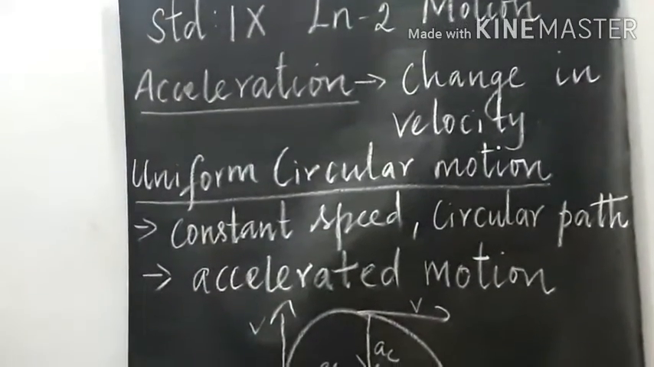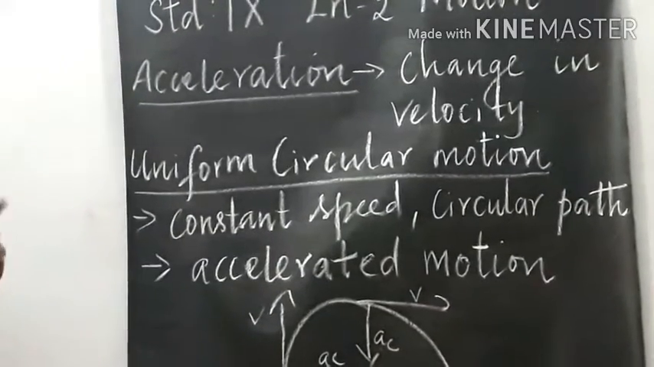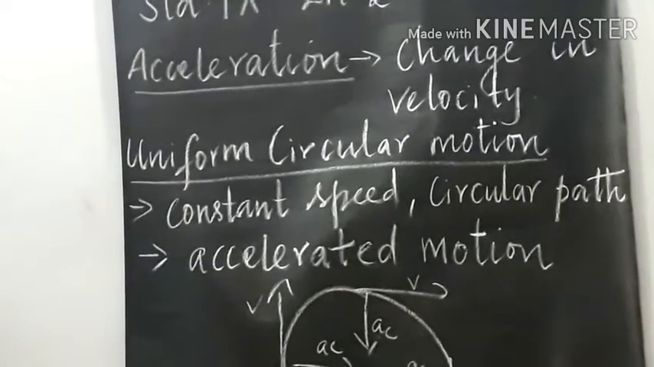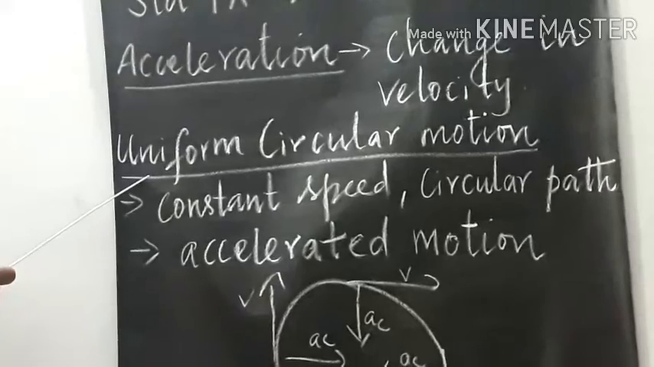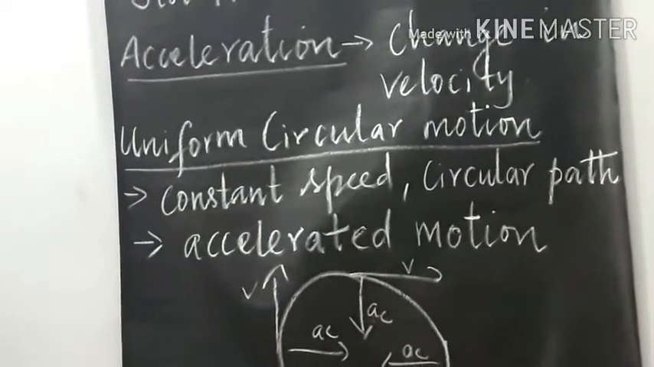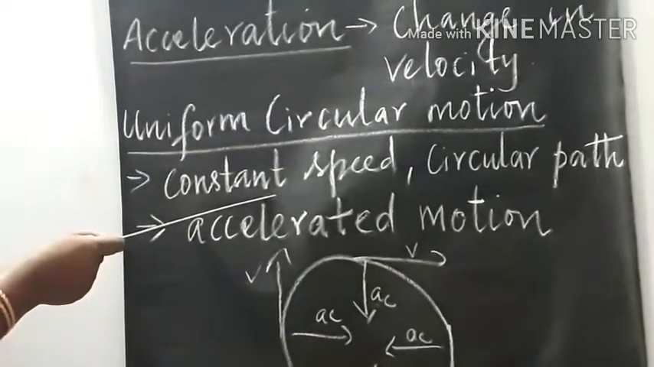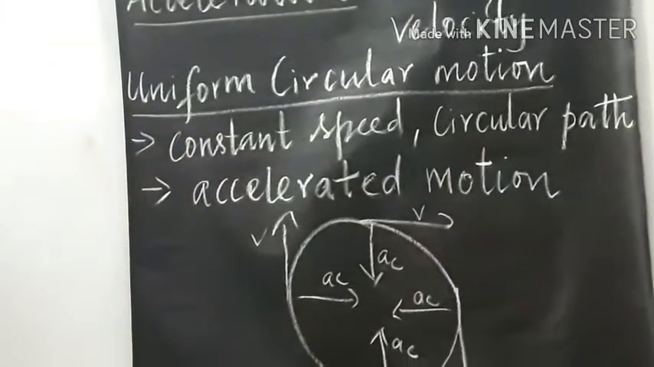In the previous classes we have learned about acceleration. So what is acceleration? It is the rate of change in velocity with respect to the direction. And next, what is uniform circular motion? When can we say an object is in uniform circular motion? When the object is moving with constant speed and in a circular path, we can say that the object is in uniform circular motion.